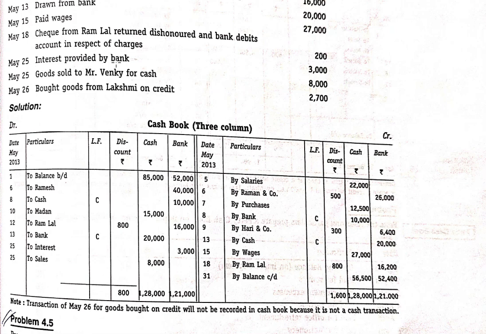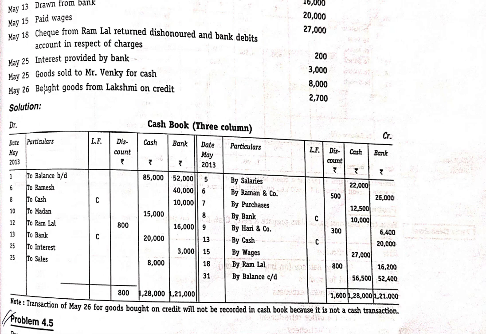Now next will be your interest provided by bank, 3,000. Interest provided by bank. So what? To interest in the bank column. Goods sold to Mr. Venki for cash. Again, okay. So again, what do I have to write here? To sales. Cash to sales. So to sales, 8,000.